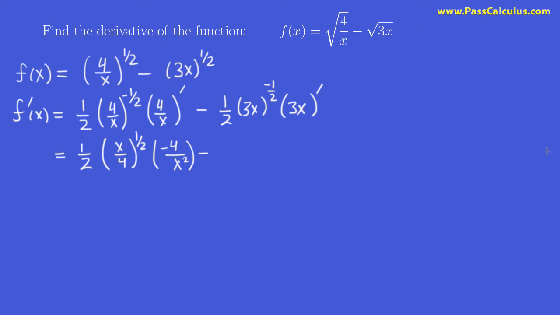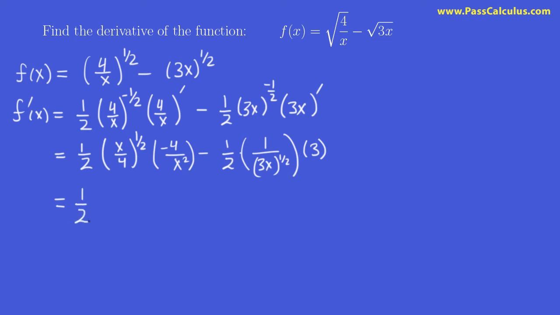Now, how about over here? Well, we'll keep the half. Why don't we take this 3x to the minus 1/2 and bring it to the bottom? So it'd be 1 over 3x to the positive half. And the derivative of this is easy. It's just 3. So all the derivative signs are gone. We're done the derivative, but we need to clean up this mess. Let's see what we can do here.